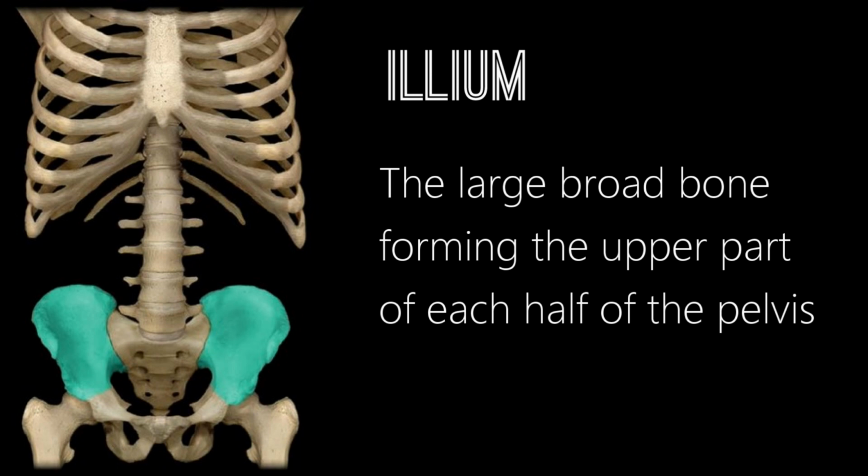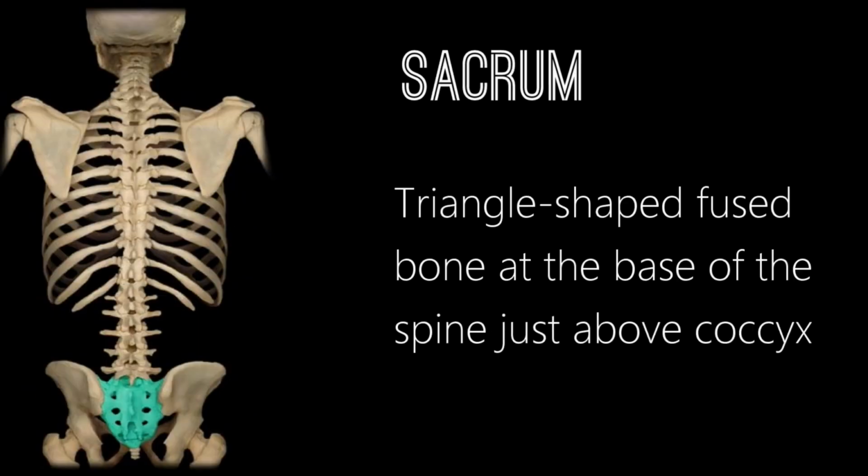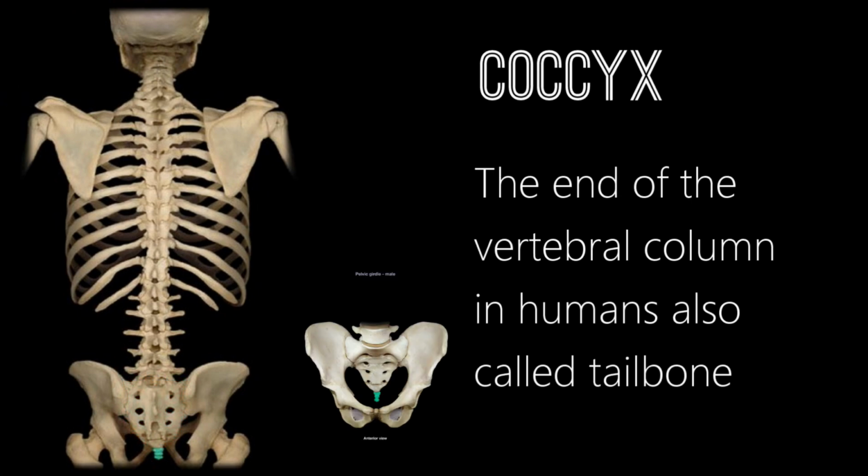Ilium: the large broad bone forming the upper part of each half of the pelvis. Ischium: one of the 3 sections of the hip bone, situated below the ilium. Sacrum: triangle-shaped fused bone at the base of the spine just above the coccyx. Coccyx: the end of the vertebral column in humans, also called the tailbone.